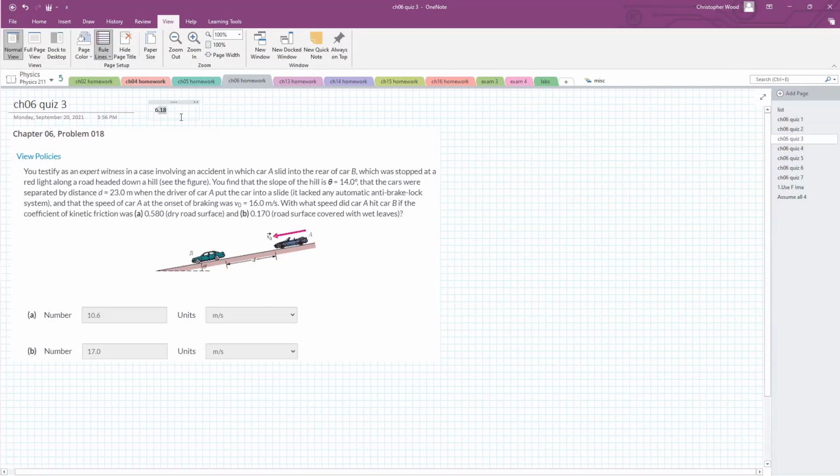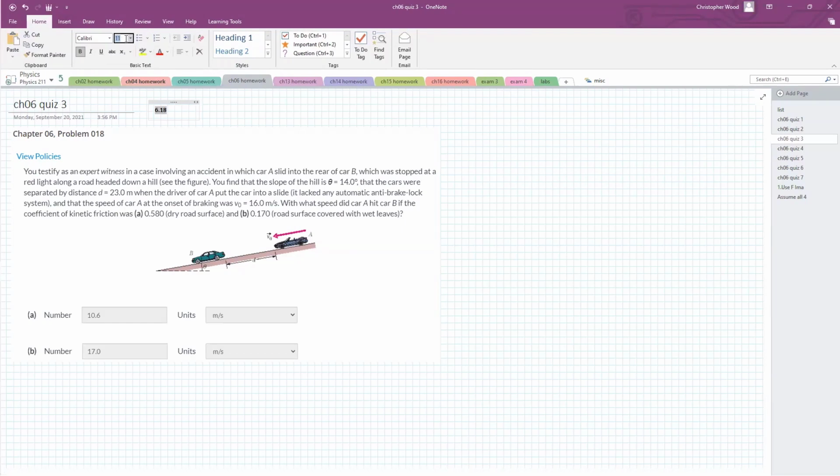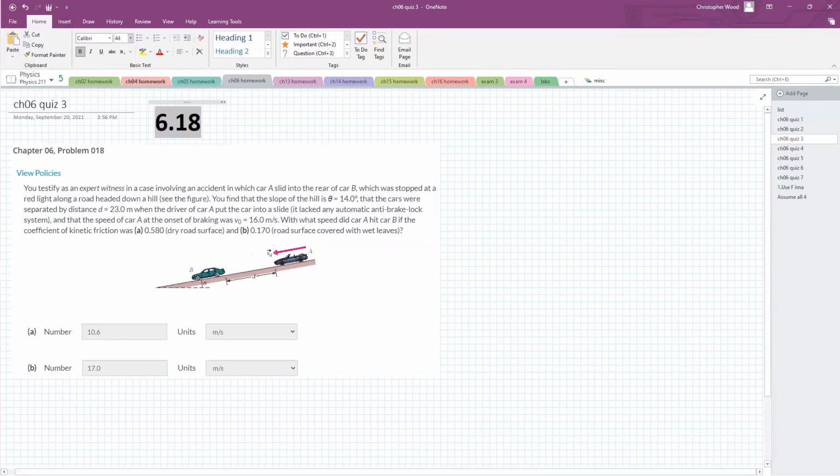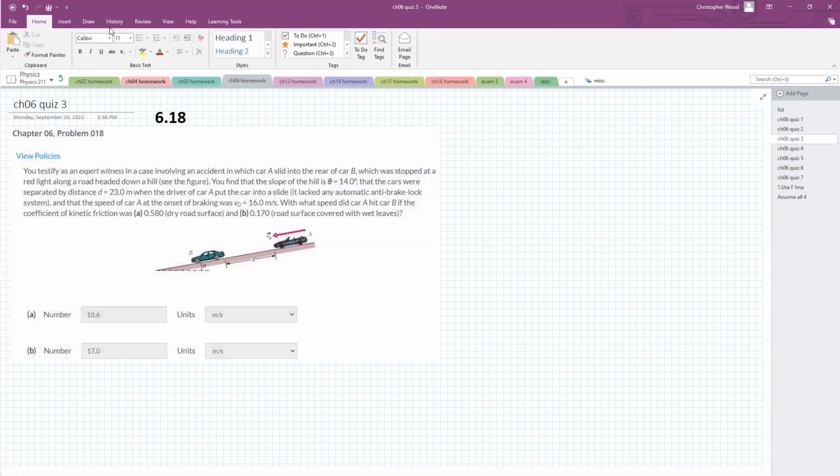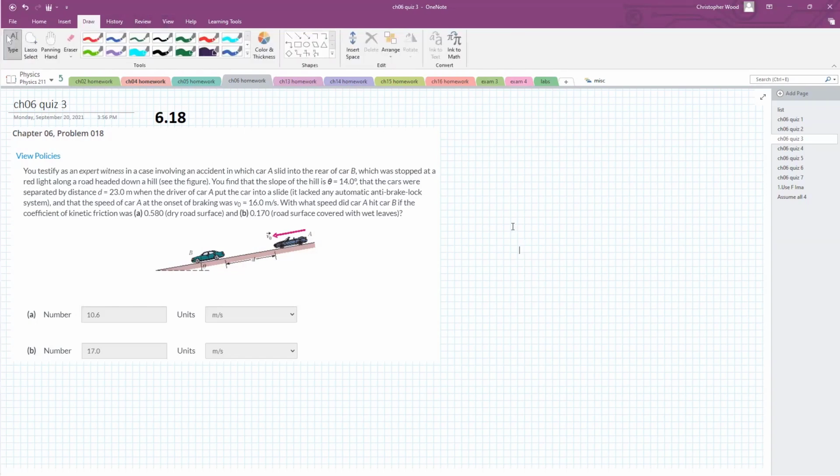You testify as an expert witness, because once you've taken Physics 211, you qualify to be an expert witness at many trials. And your job is to find the impact speed. So let me read through this. You testify as an expert witness involving an accident in which car A, which for me looks blue. So car A is this blue car, cruising down a road.